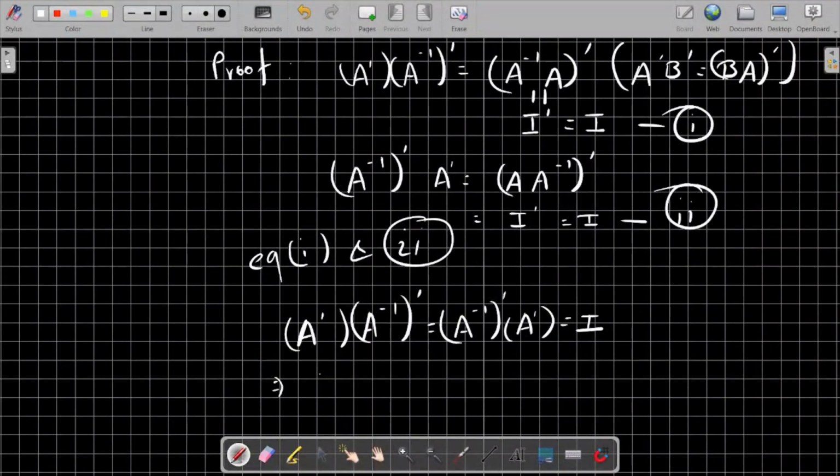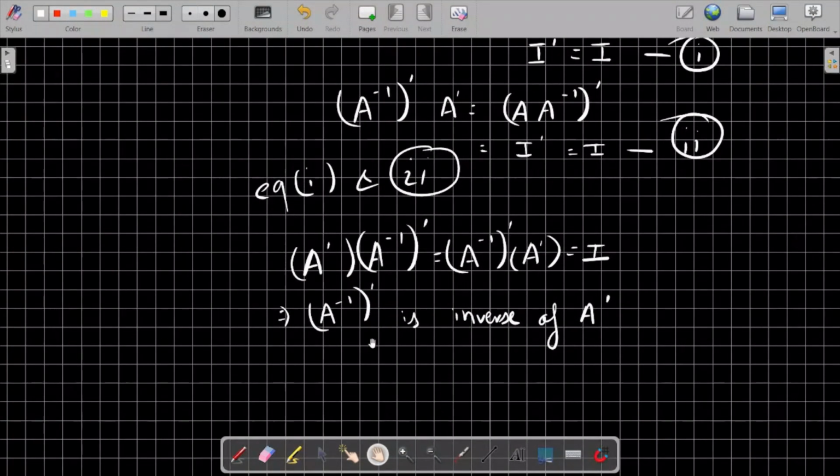This implies (A inverse) whole transpose is the inverse of A transpose. So this basically means (A inverse) transpose is equal to (A transpose) inverse.